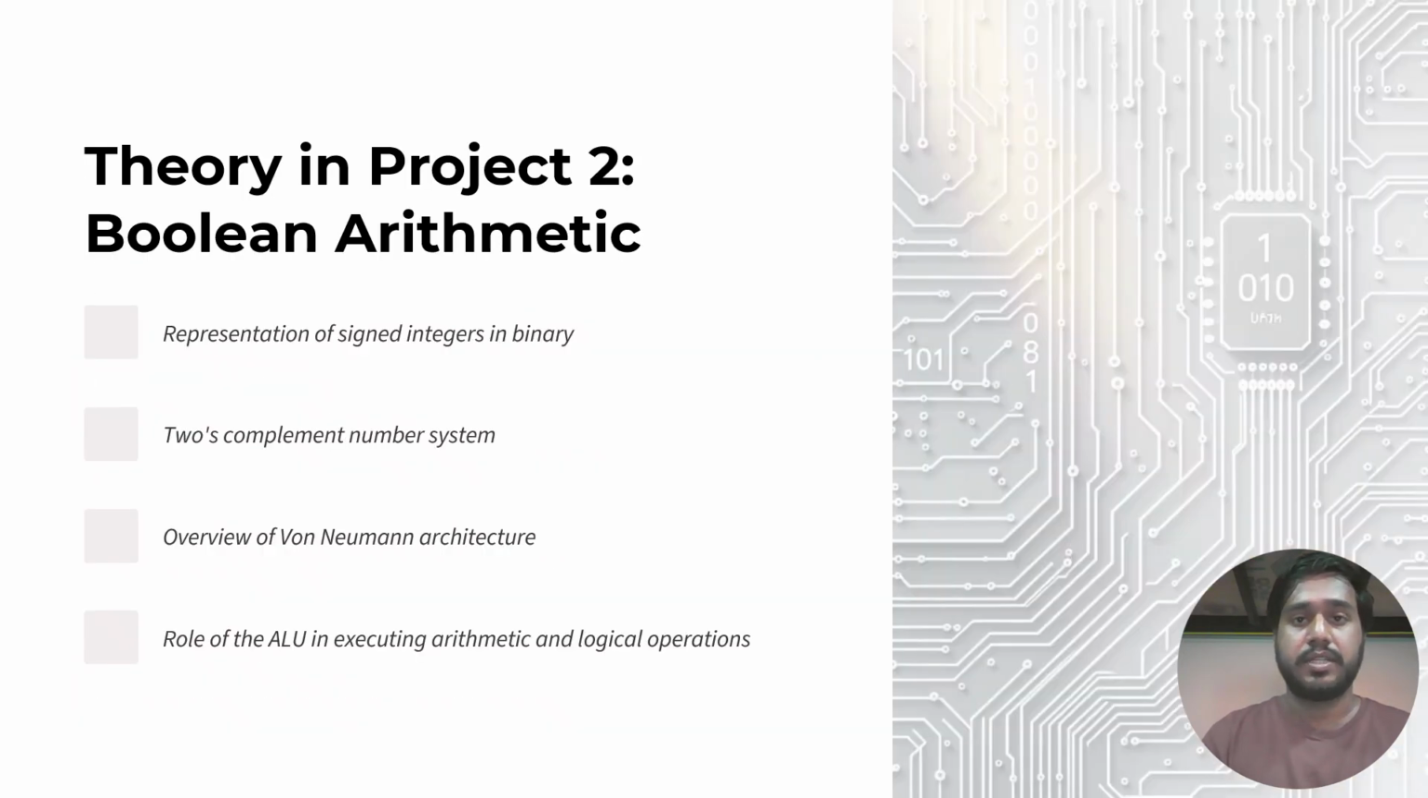Computers represent signed numbers using a binary encoding system. The most common method is two's complement representation. Modern computers follow the von Neumann architecture, where programs and data share the same memory. The ALU executes arithmetic and logical instructions provided by the CPU.